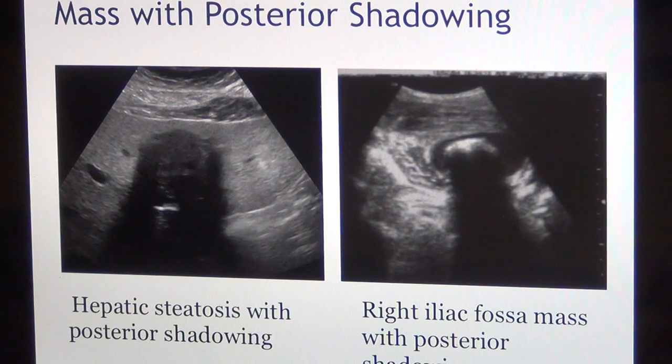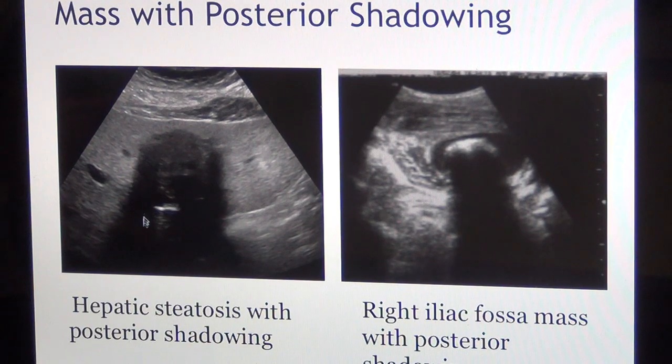Now, mass with posterior shadowing. Look at here. So this is a mass with posterior shadowing. They said hepatic steatosis with posterior shadowing. Steatosis means the accumulation of fat, but it is very unusual that accumulation of fat gives this dark shadow. But I will tell you that this is a mass. Whatever the mass, we don't know exactly, but we will do the biopsy, then we will know what it is. But what is important is, look at the shadowing. Too much attenuation has taken place. So this is posterior shadow.